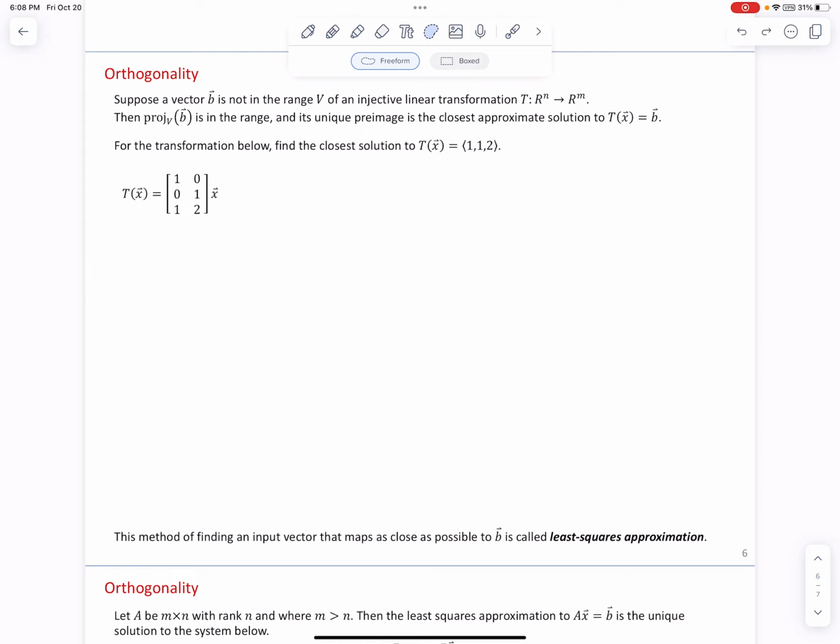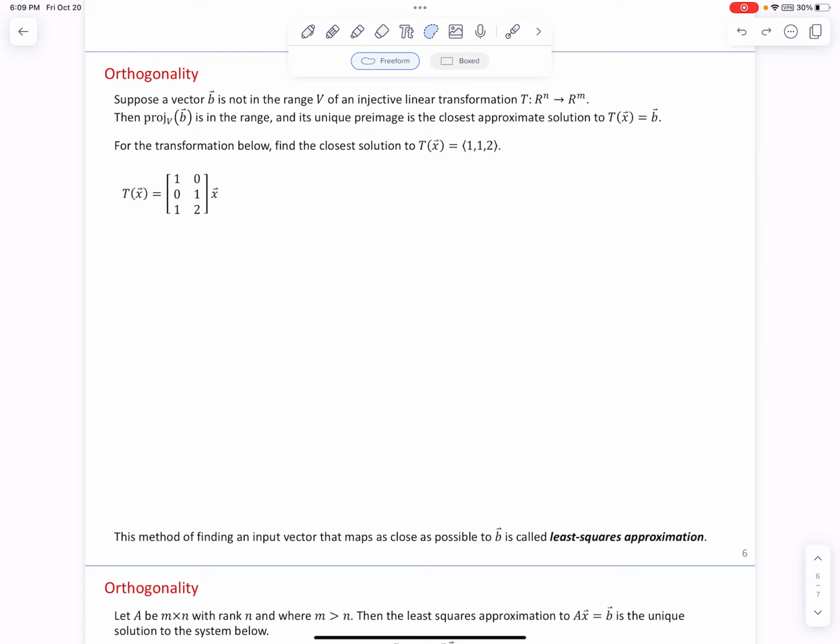Suppose a vector b is not in the range of an injective linear transformation T from Rn to Rm. This would mean that the vector b cannot be an output vector of this particular transformation. But if we project vector b to the range, which means find the vector in the range that's closest to vector b, then the projection vector can be obtained by the transformation because it would be in the range.